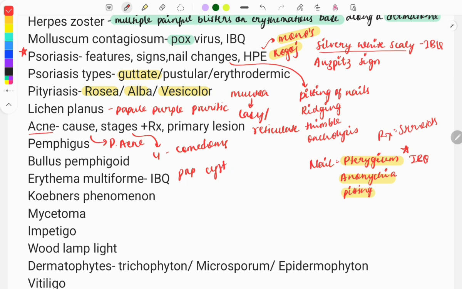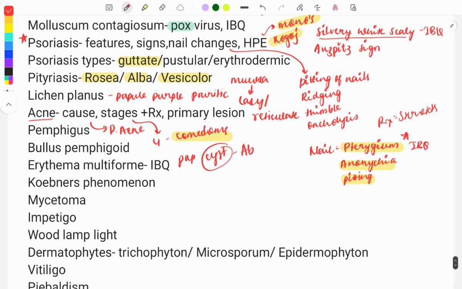And based on the findings, we need to do the treatment like using retinoic acid. Then if we see cysts, then you need to give antibiotics also. Then a one-liner is asked in acne, that is the primary lesion, and the primary lesion of acne is the comedones. So these are some important points related to acne.